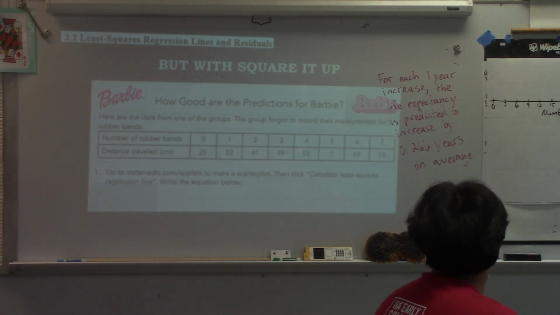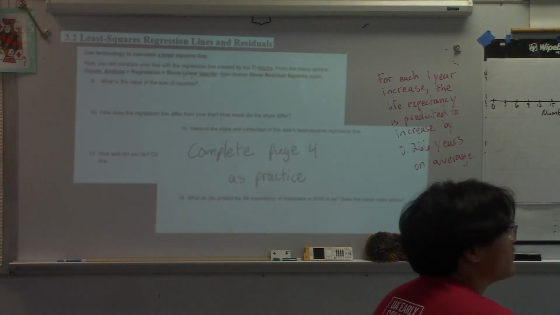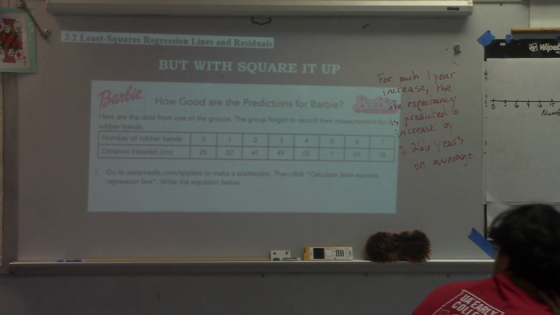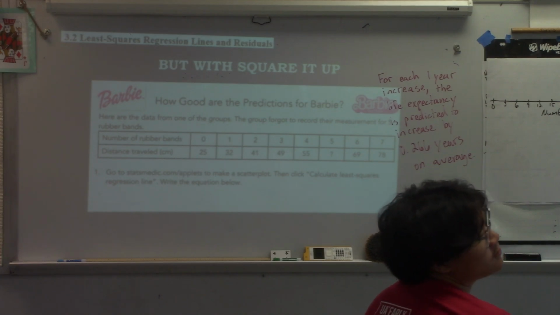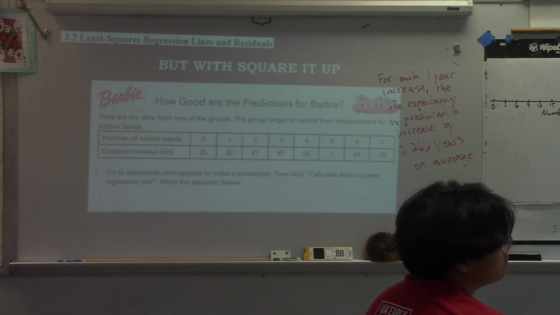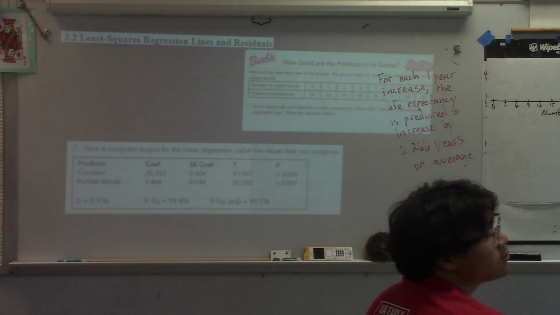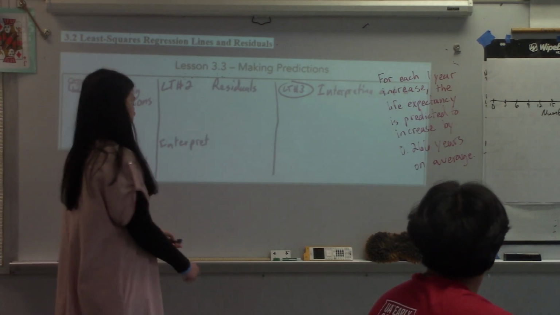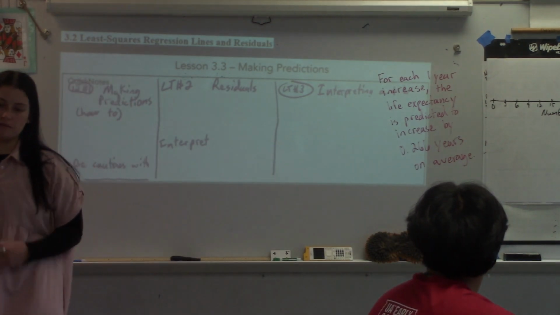Alright, complete page 4 is practice. Next page, practice for you. Now we're going back to the Barbie page. We're just doing the notes on the back of this one? Yes. Alright, y'all flip this over so we can have a place for these notes I'm about to give you. You gotta multiply before you can add.